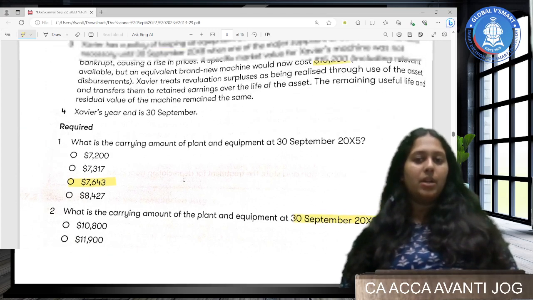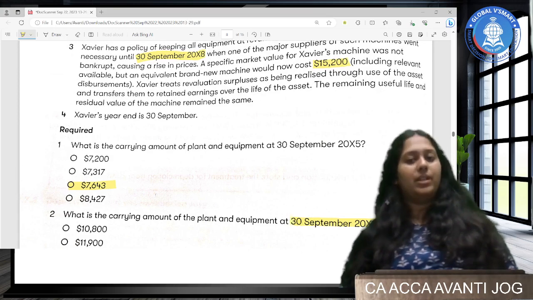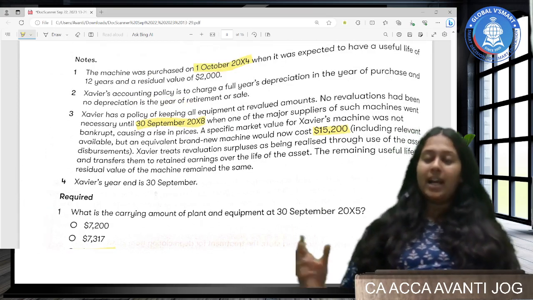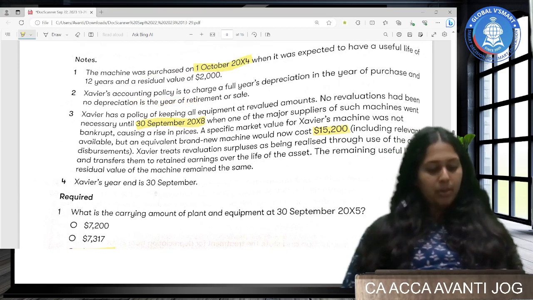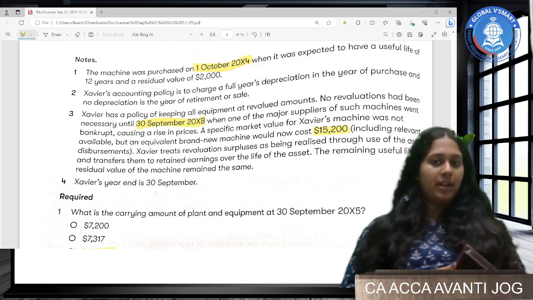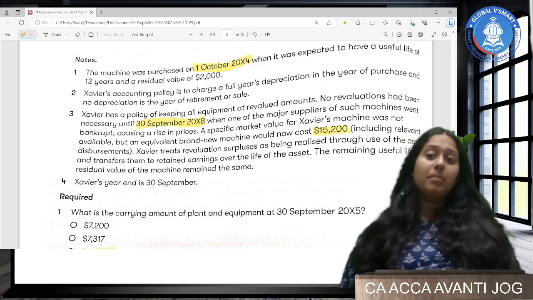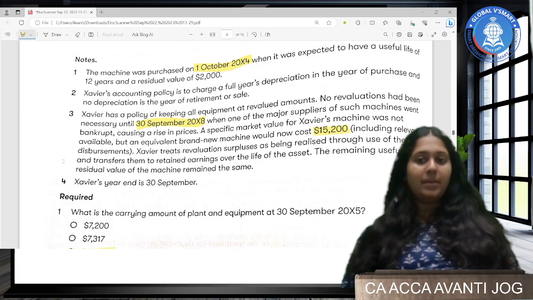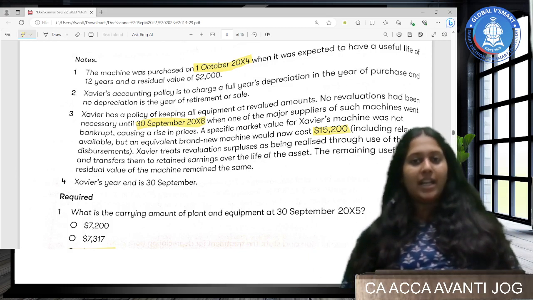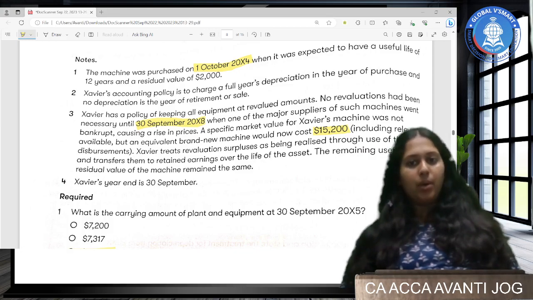What is the carrying amount of the plant and equipment on 30th of September 2018? They have asked what is the value of a new plant. Very simple. So what they are asking is, on 30th of September 2018, you know that a brand new plant values 15200. But our plant is not brand new. Our plant is 4 years old. So, if we had taken this new asset 4 years ago, what would its value be today? That is basically what you are asking.